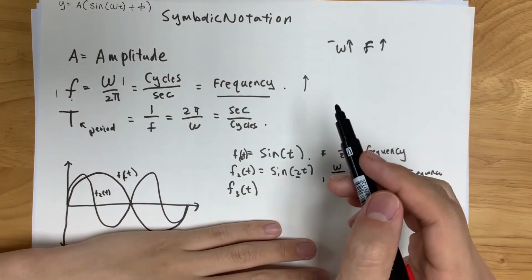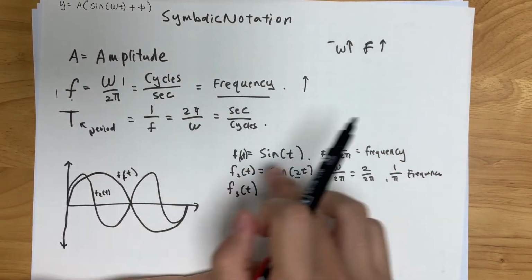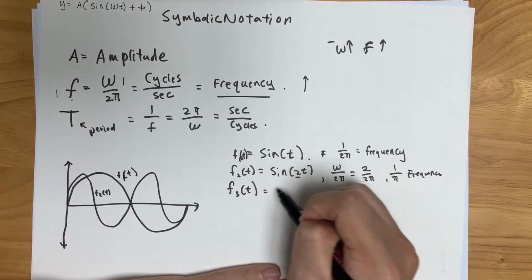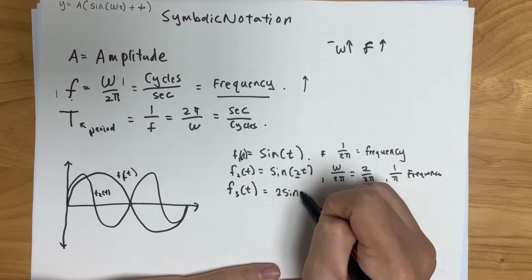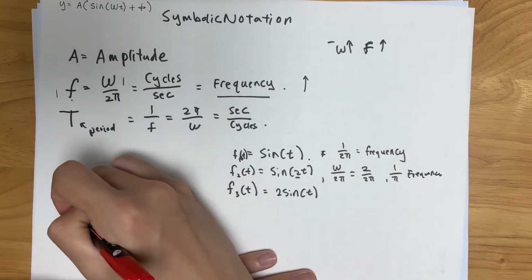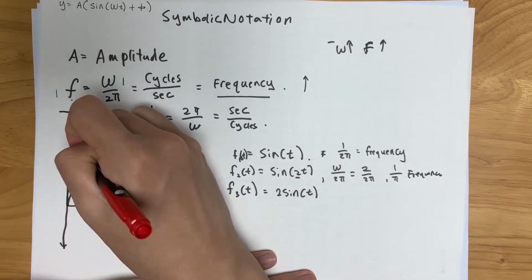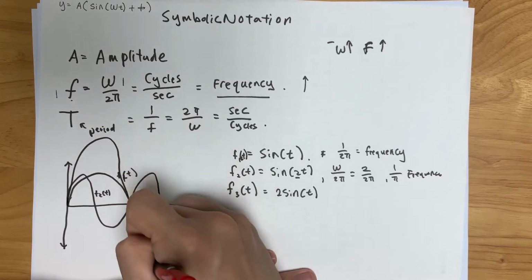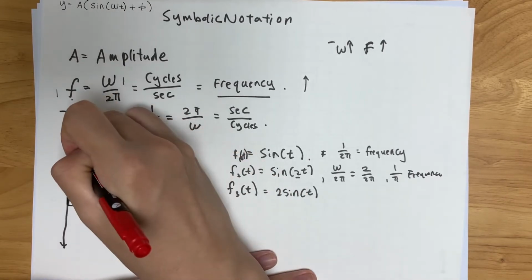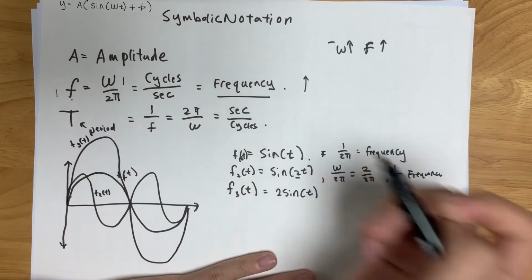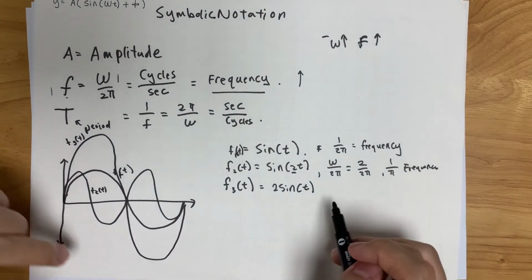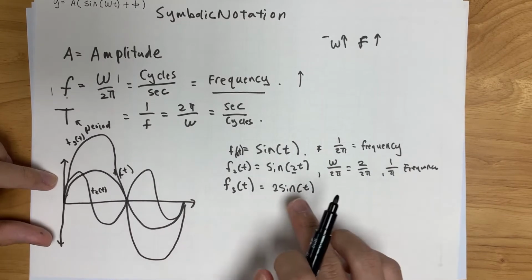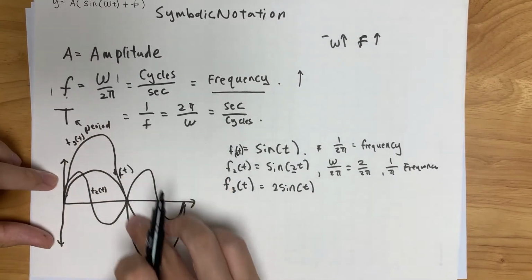What amplitude will represent is how large this will be. Let's say f of 3t is 2 sine of t. Then it will look like this. What this will represent is that as amplitude increases, it's going to have a taller graph.